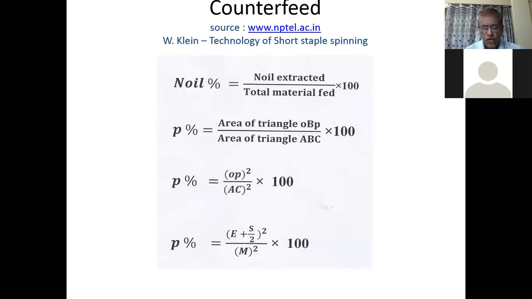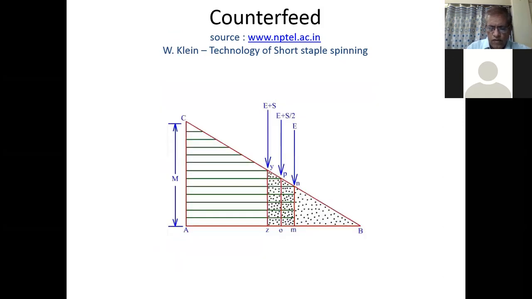As you know, noil percentage is noil removed upon total material fed into 100. So noil removed is the area of triangle OBP, and total material fed is the area of triangle ABC, into 100. As you know, they are similar triangles.